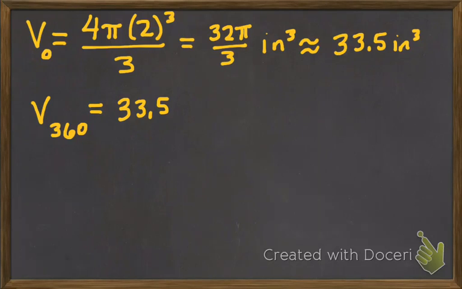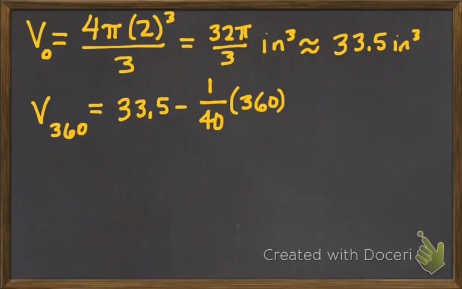Now I don't want you to round values that you're using in the middle of your problem, but if you use your calculator, you can save the exact value and use more decimal places, so it doesn't hurt to use the decimal version of this number. So we're going to start at 33.5, but we're going to lose 1 cubic inch for every 40 days, 360 times, because each one of those days we're going to lose 1/40th of a cubic inch.